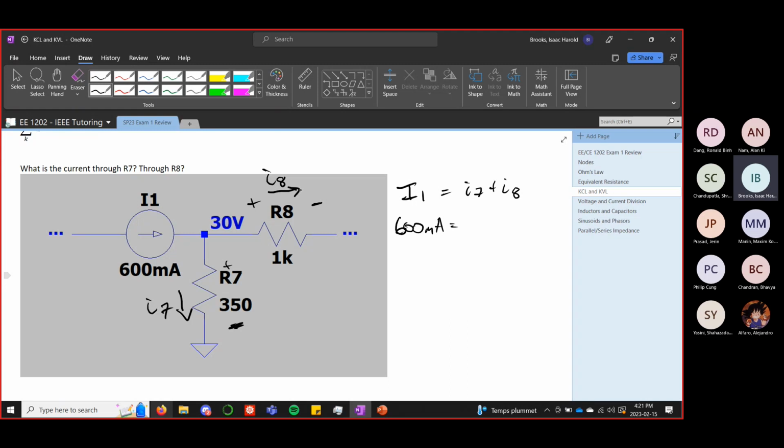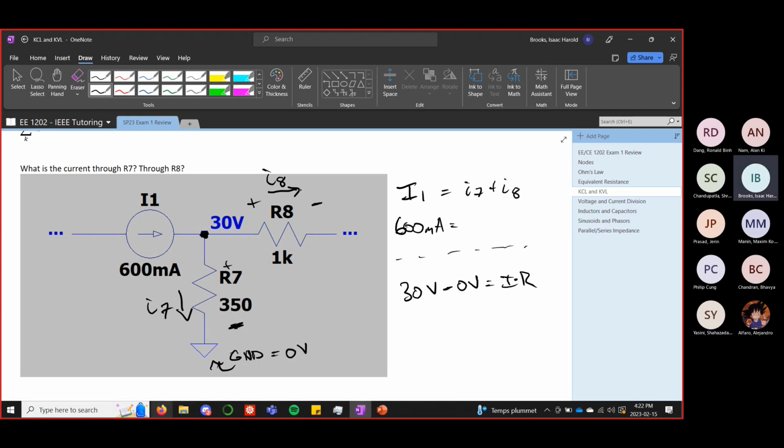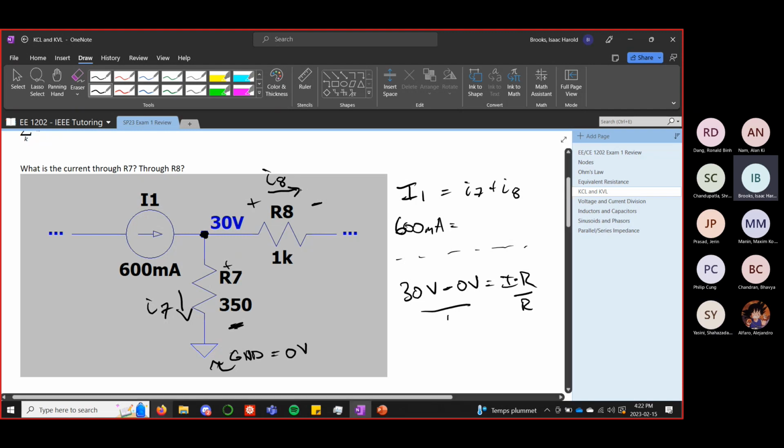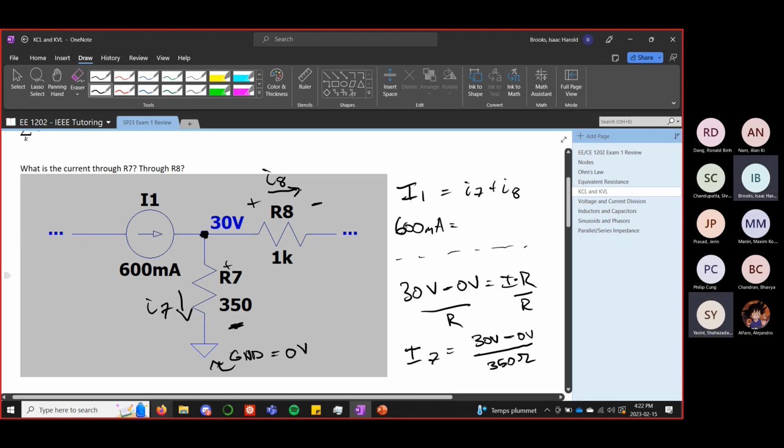Ohm's law, right? So this is really convenient because we know that the voltage at this node is 30 volts. And down here, this is the ground symbol. So ground has a potential of 0 volts. So we know the voltage across the resistor is 30 volts minus 0 volts, and that's equal to I times R, okay? So a lot of times, to find the current, it's voltage divided by resistance. We divide by R on both sides. So the current I7 equals 30 volts minus 0 volts over 350 ohms, okay? So what is I7? 30 divided by 350, 0.086. Let's call it 0.086 amps, okay?